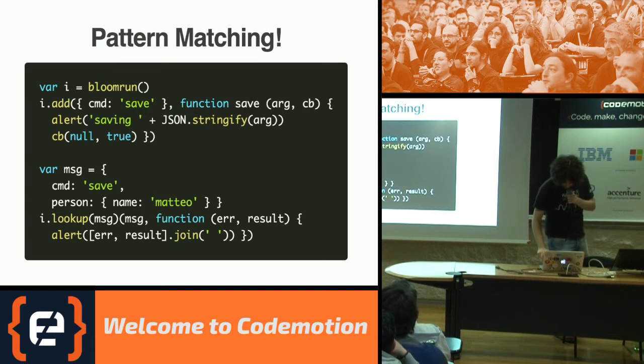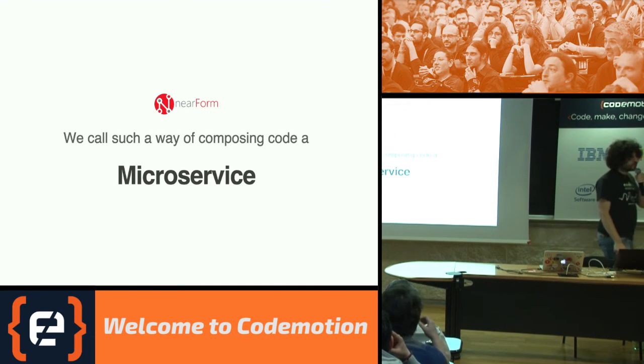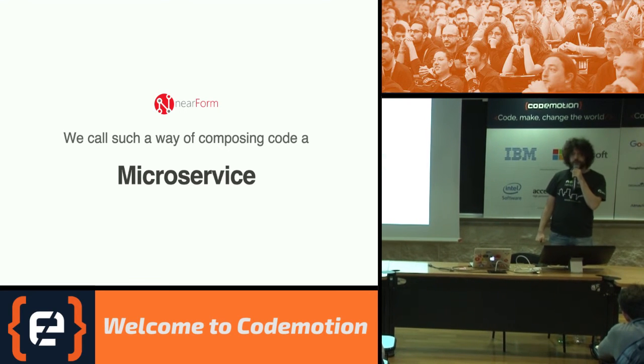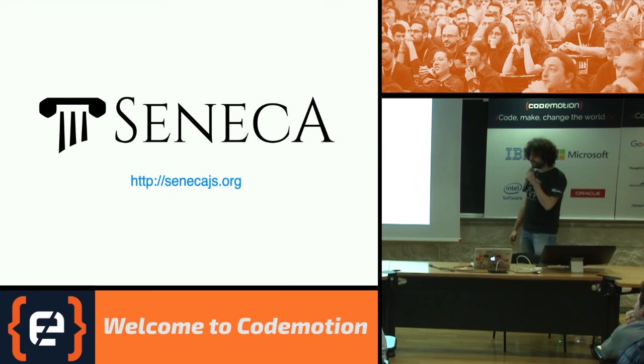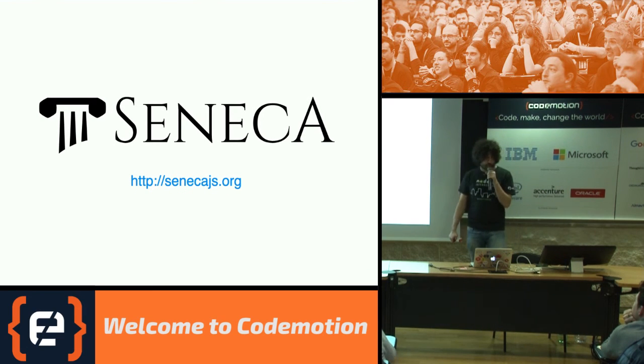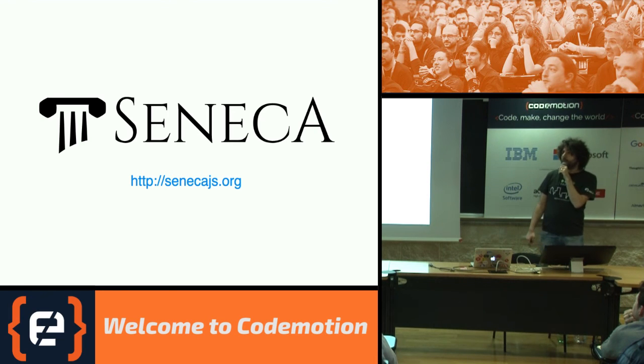So we call such a way of composing code a microservice, and this is how at Nearform we do them. We encode messages as JSON objects, as JavaScript objects, and send them through the network or inside the same process by specifying patterns. And we even wrote a framework called Seneca. It's been around for quite some time. You will have a nice talk from Michele Capra.